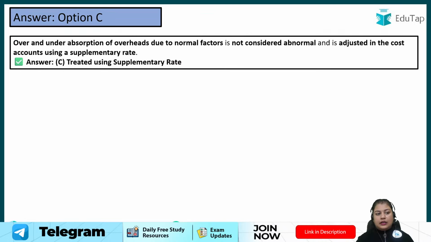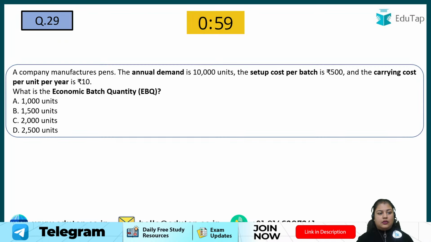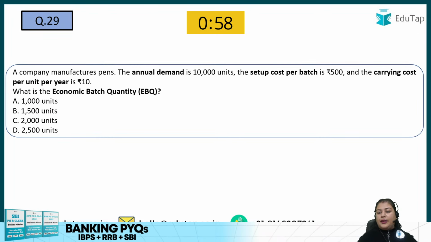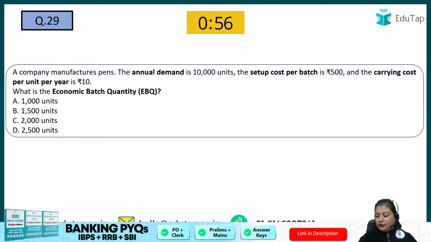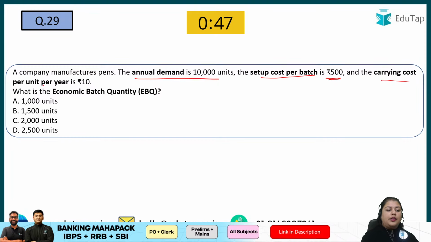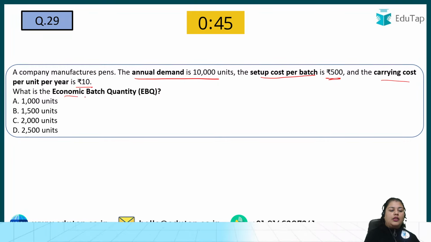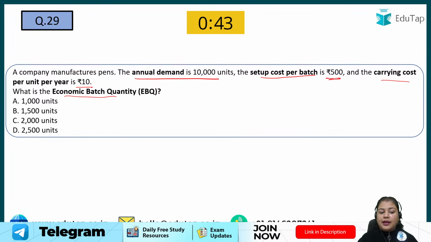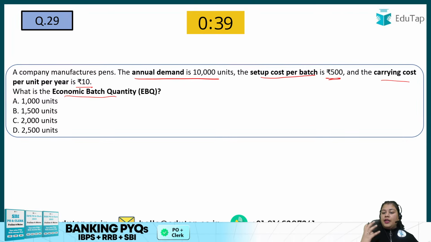Next is question 29. Again a little numerical based question. A company manufactures pens. The annual demand is 10,000. Setup cost per batch is 500. Carrying cost per unit per year is 10. What is the economic batch quantity? That in one batch, how much should we produce.